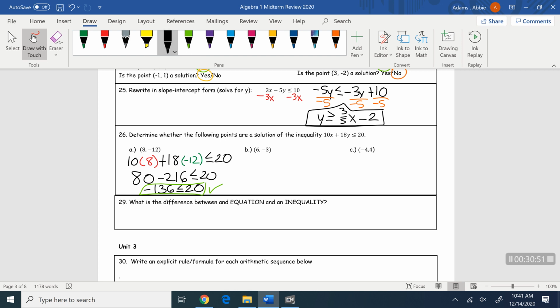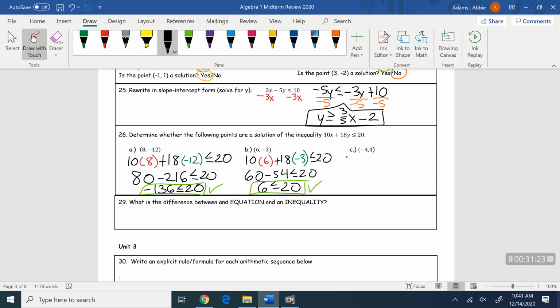Let's look at the next one. It says 10, substitute the value 6 in for x, plus 18, substitute the value negative 3 in for y, less than or equal to 20. So that's going to be 60 minus 54 is less than or equal to 20. So that says 6 is less than or equal to 20, which again is true. This is a true statement because 6 is less than or equal to 20.